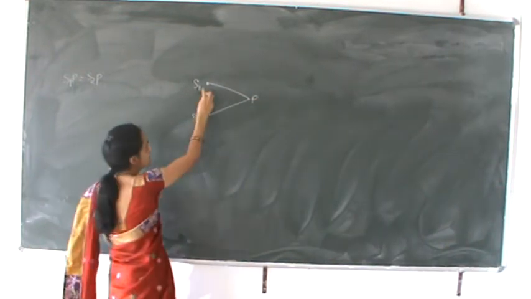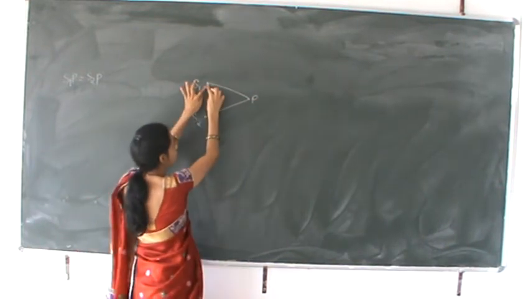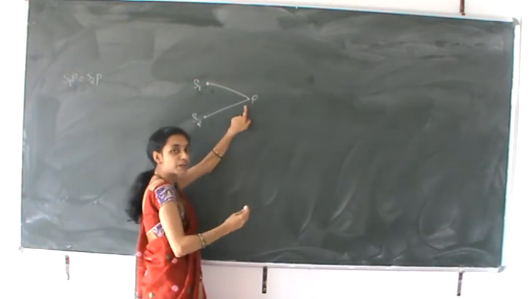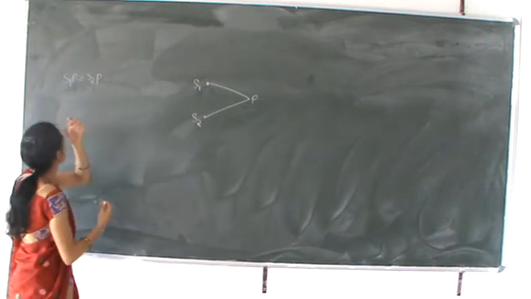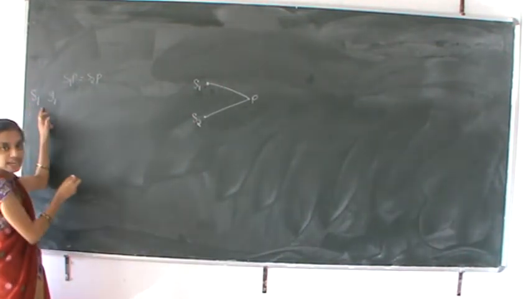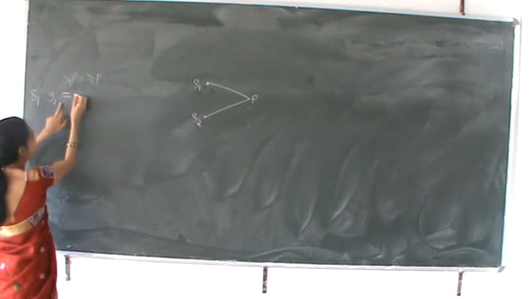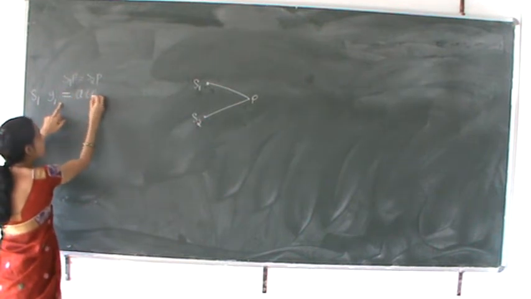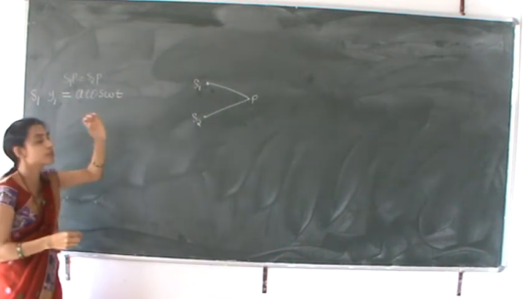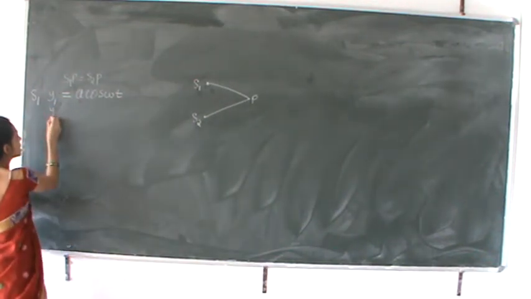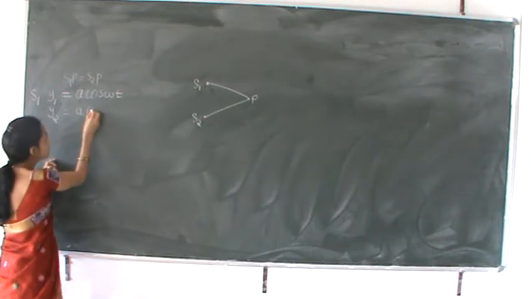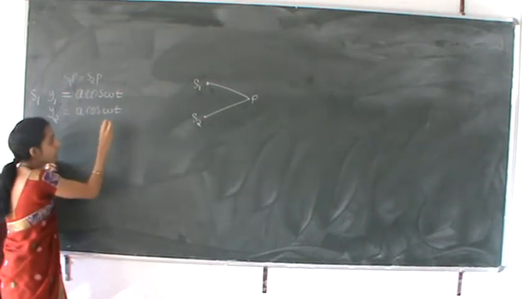The displacement of the particle from S1 to P and from S2 to P will be the same. If Y1 is the displacement of source S1, mathematically I can write Y1 is equal to A cos omega t, where A is the amplitude of the wave. Similarly, Y2 is equal to A cos omega t.